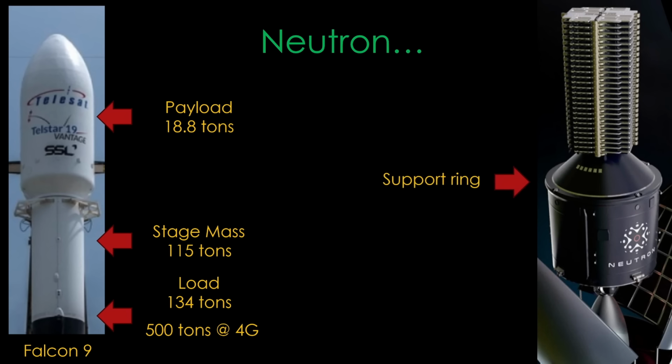The Neutron payload adapter that attaches the payload to the second stage has a bottom diameter bigger than the second stage. The part I'm calling the support ring can therefore sit on the booster structure. That means that the second stage doesn't need to support the weight of the payload during the booster part of the launch. The second stage is hung from that support ring, which means the structure of the second stage is under tension, being pulled down, rather than being under compression, being pushed up from underneath.